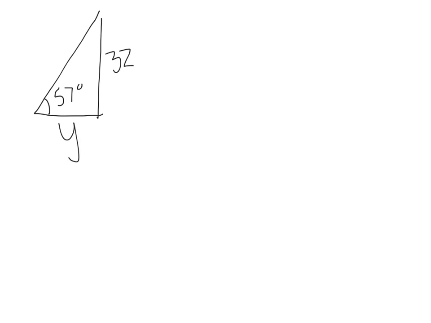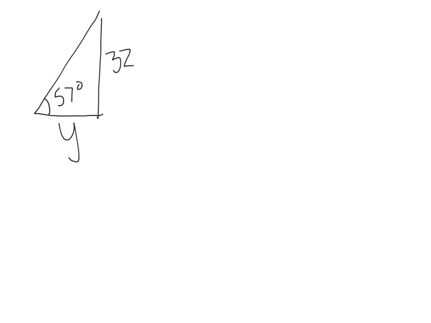Okay, this is number 21 on your homework. We've got a triangle that looks like this, and we have side y, side 32, and angle 57 degrees. It asks us to solve for the variable, so in this case to solve for y. So now we have to decide which of our three trig identities we want to use.